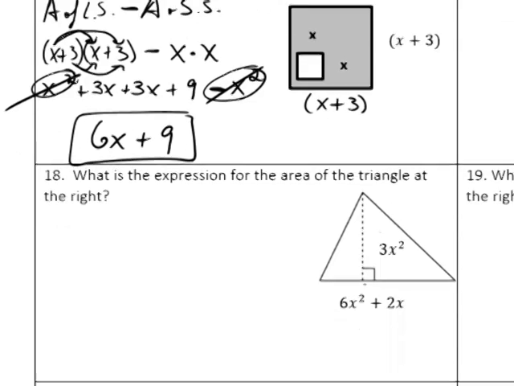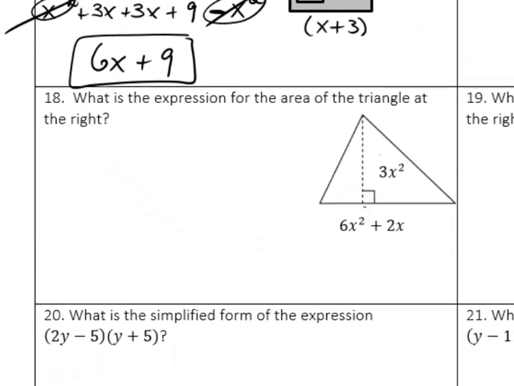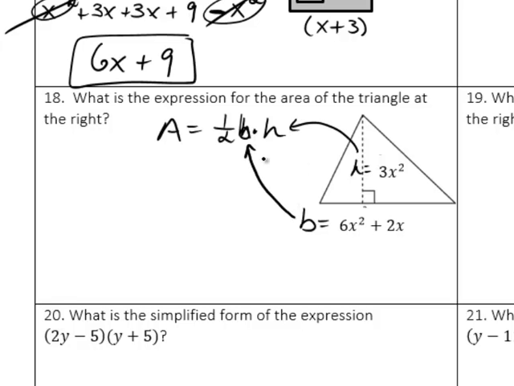Okay, and 18. What is the expression for the area of the triangle at the right? Oh no, a triangle, but it's simple. We have the area of your triangle as half base times height. Base equals 6x squared plus 2x. Height equals 3x squared. So the only thing we're doing is plugging those into your formula. Sure, it's different, but you know what to do because we know how to multiply.